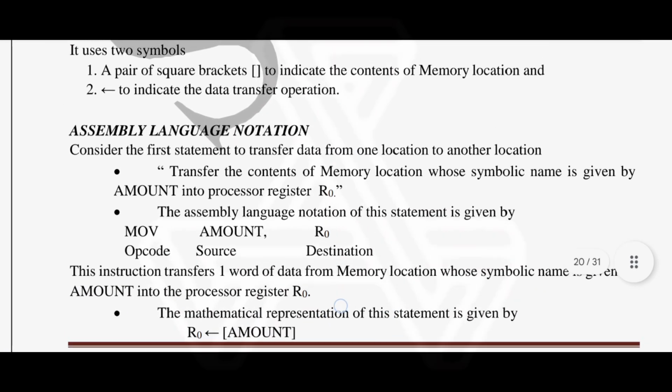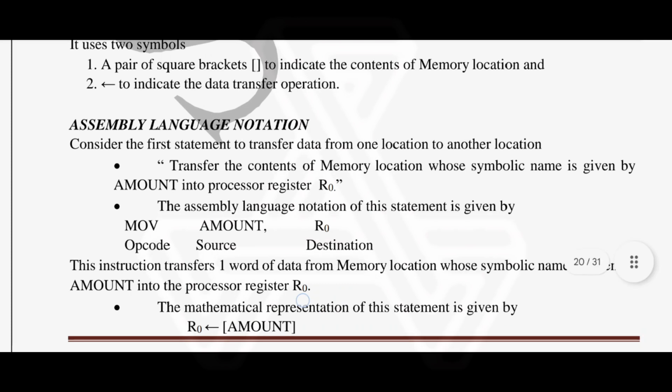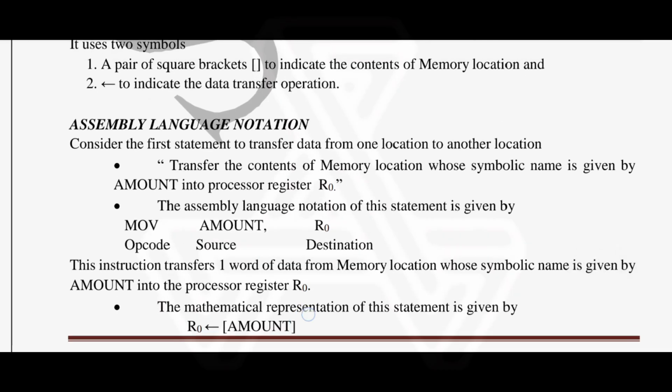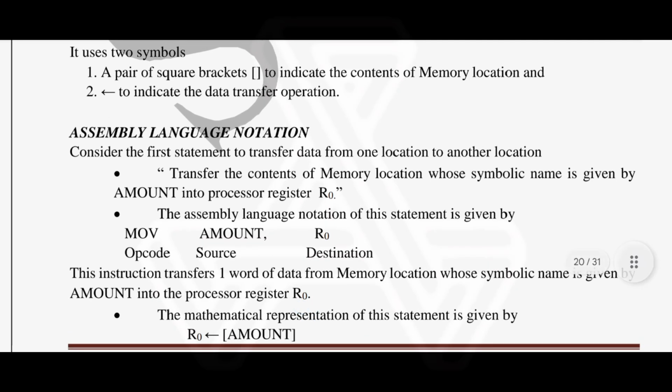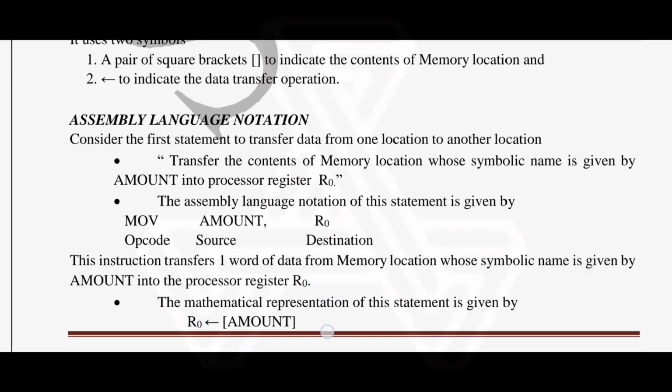Assembly language notation. Consider the first statement to transfer data from one location to another. Transfer the contents of the memory location whose symbolic name is given by amount into processor register R0. The assembly language notation of this statement is move amount (source), R0 (destination). This instruction transfers one word of data from the memory location whose symbolic name is given by amount into the processor register R0. The mathematical representation of the statement is R0 is amount.